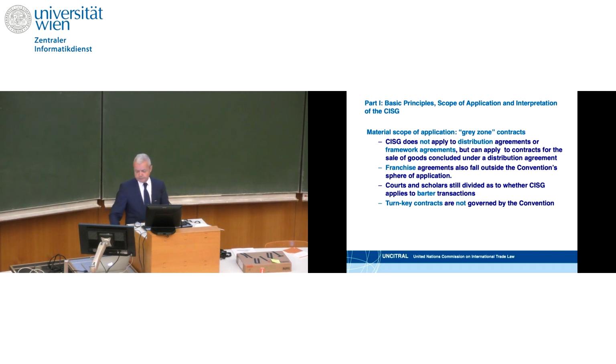Now, we saw what is the main scope of application, sale of goods. We saw what is the general understanding of goods under the CISG. We saw which particular transactions the CISG expressly excludes. Now it comes to so-called gray zone contracts. And they include various agreements that are very common. For example, distribution or framework agreements.